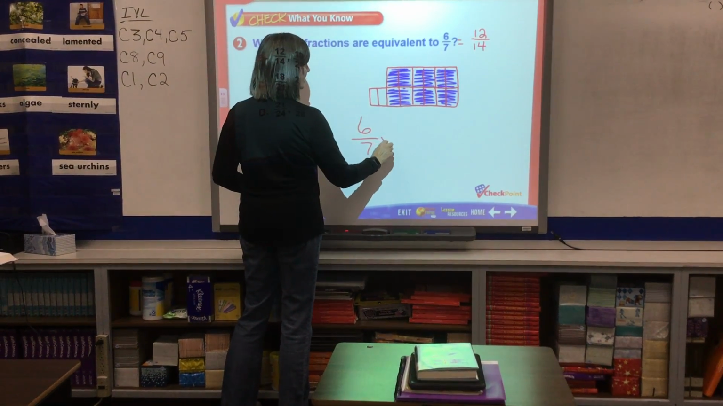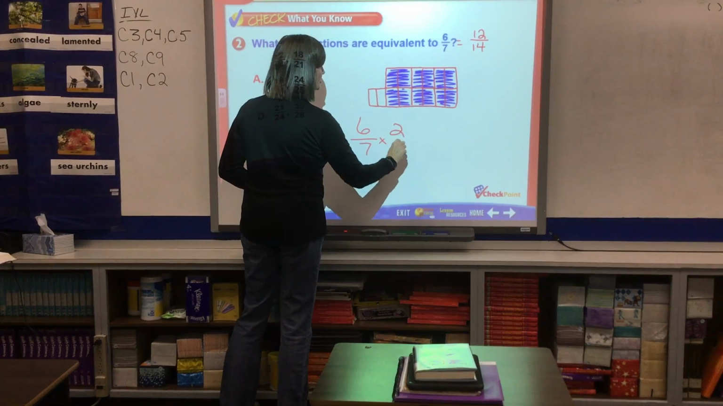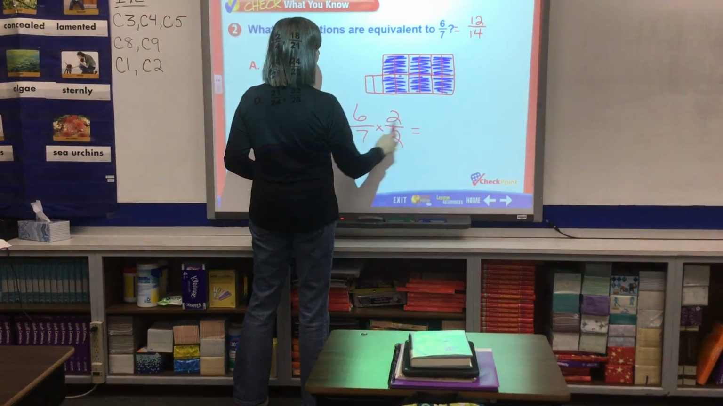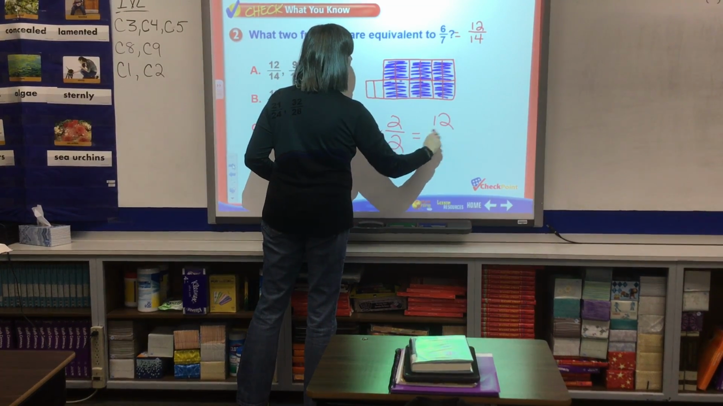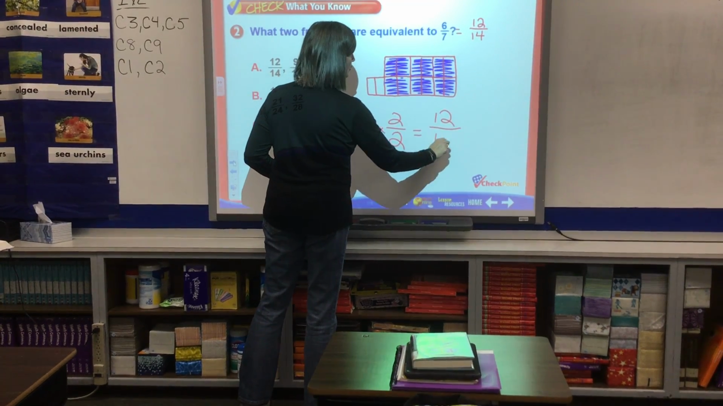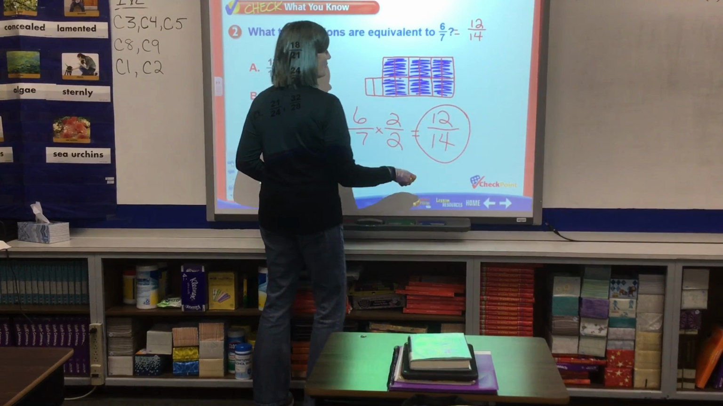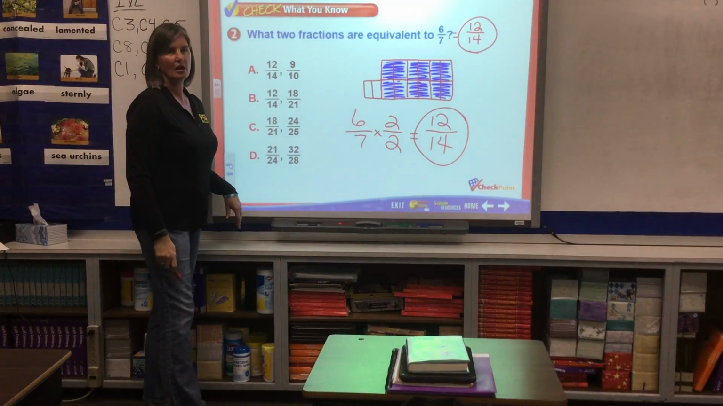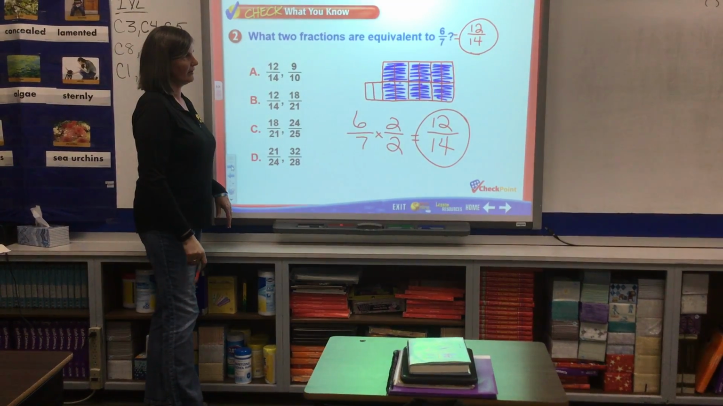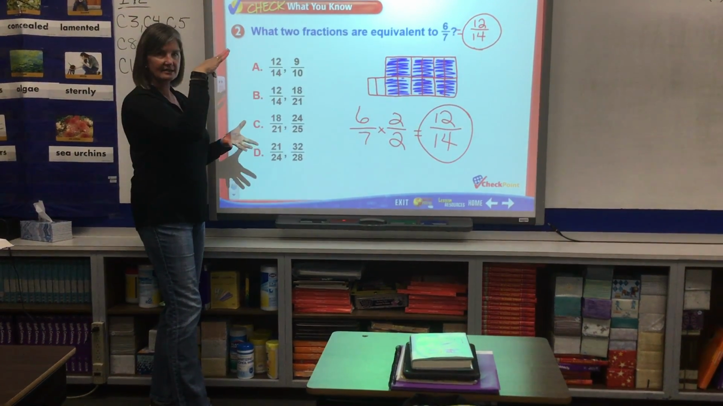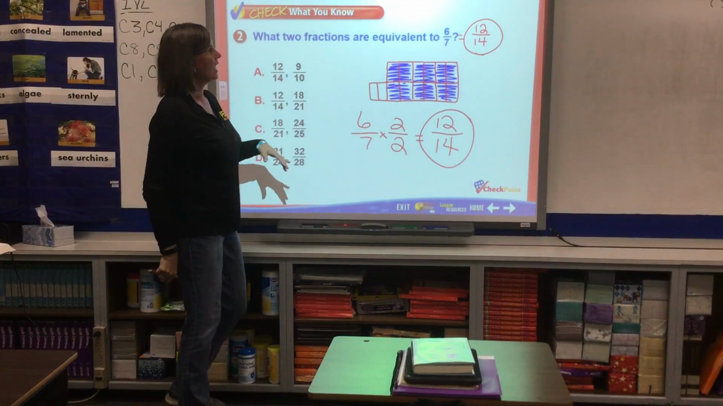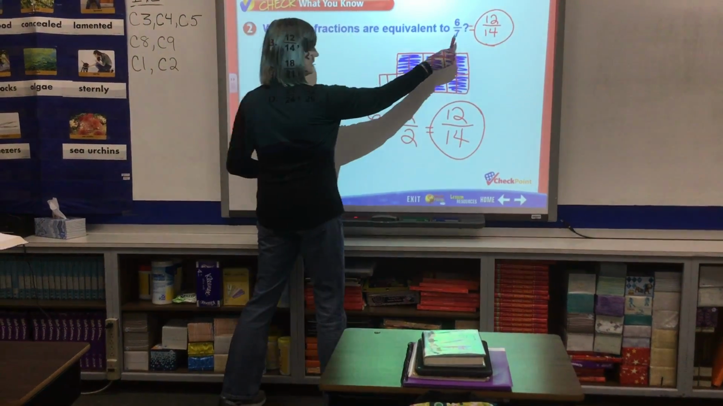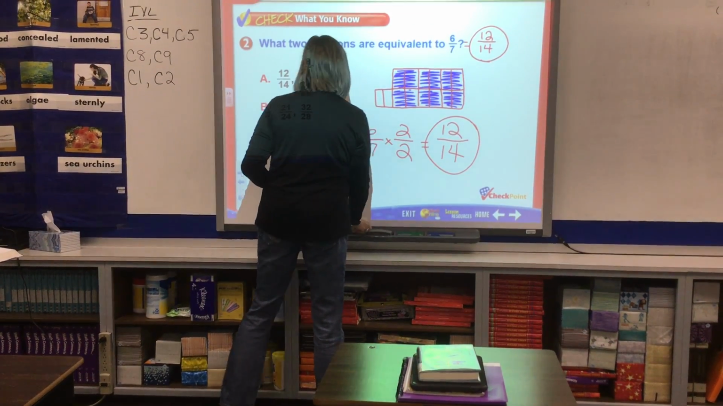If I take 6/7 and I just split each of those into 2, that means I have to multiply it by 2 over 2. 6 times 2 equals 12, and 7 times 2 equals 14. Notice how that now equals the picture that I drew. It was the exact same size, exact same shape. I just added in to make it have 14 pieces instead of 7, and then that made the 6 equivalent to the 12.